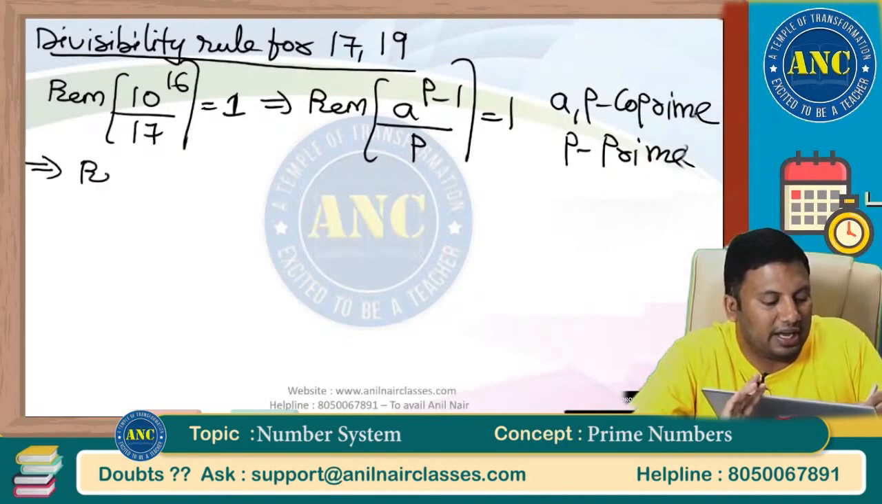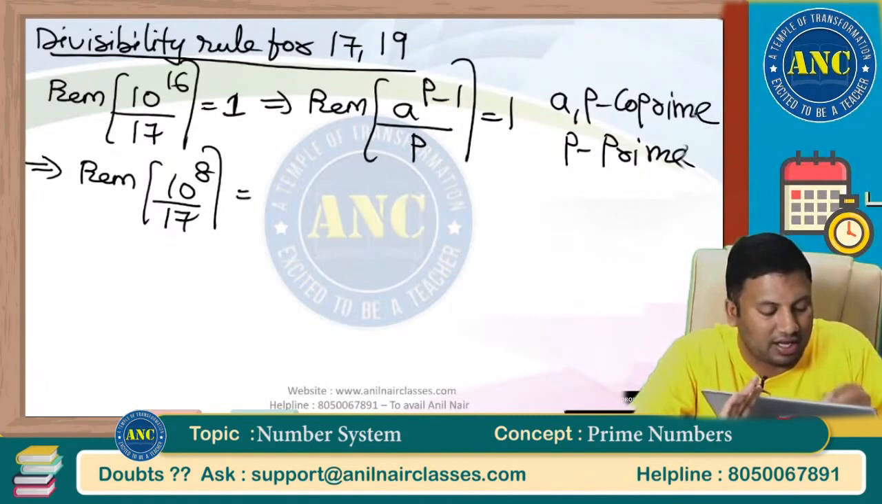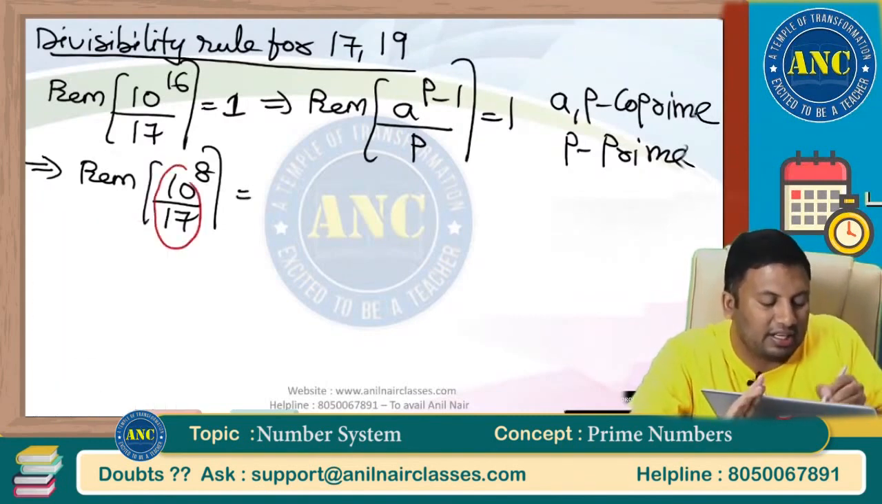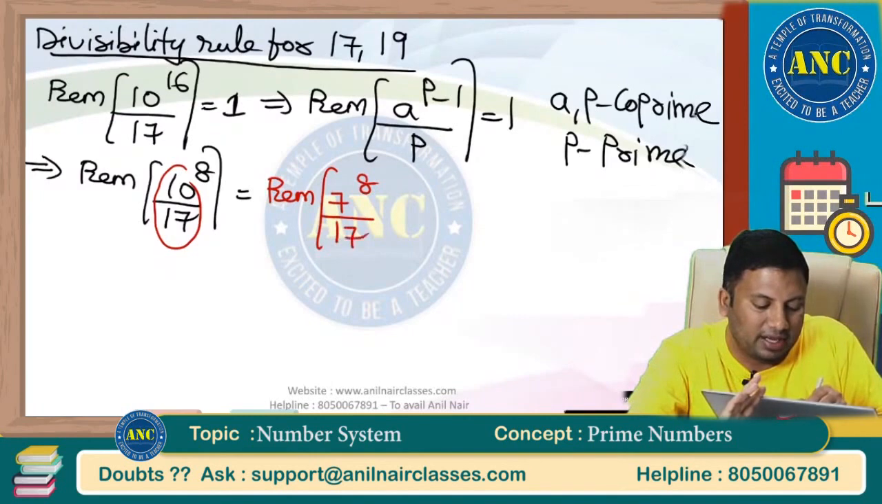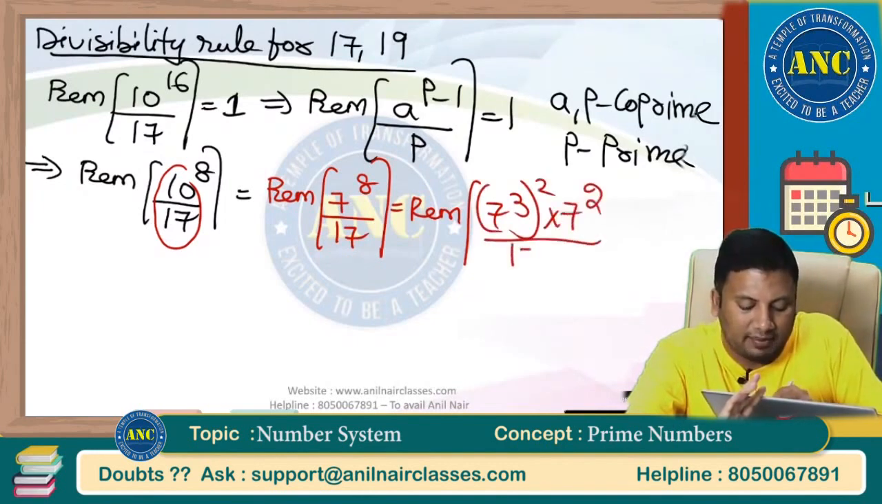Now, if I take 10 power 8 divided by 17, the square of 10 power 8 is 16, so x square is 1. X could be plus 1 or minus 1. Let us do it one by one using negative remainder. 17 ones are 17, so the negative remainder is minus 7. 7 power 8 divided by 17 is 7 cube whole square into 7 square divided by 17.